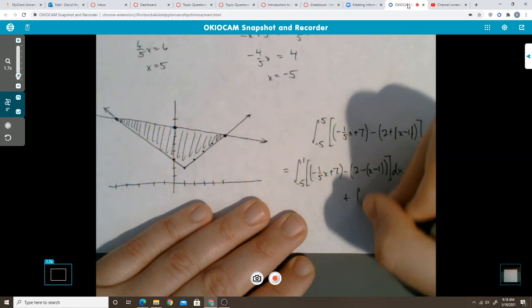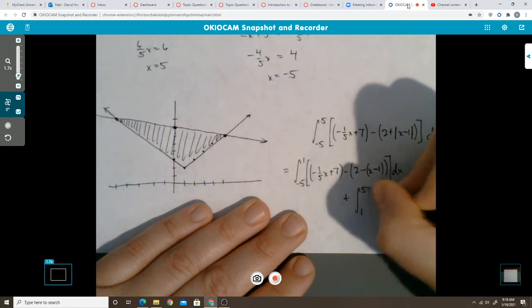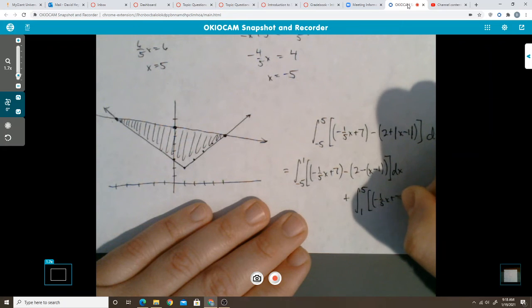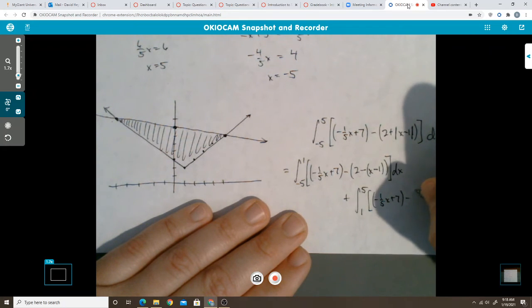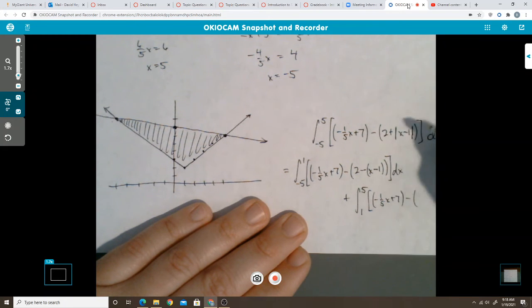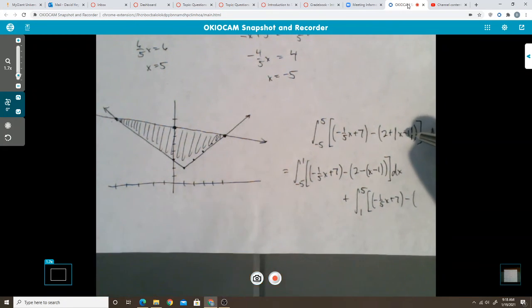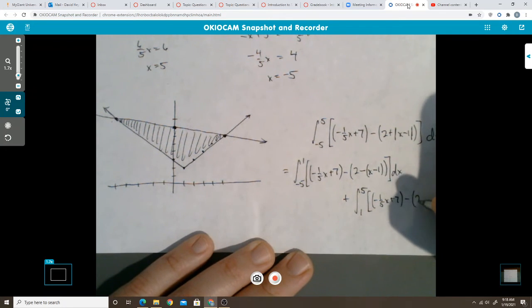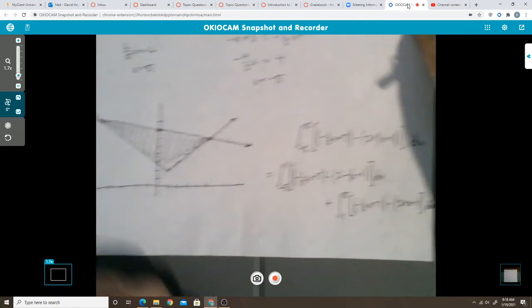And then you're going to add the integral from 1 to 5 of -1/5 x plus 7 minus, this time, if x is bigger than 1, which it would be if you're between 1 and 5, you can just drop the absolute values. They're not really doing anything.